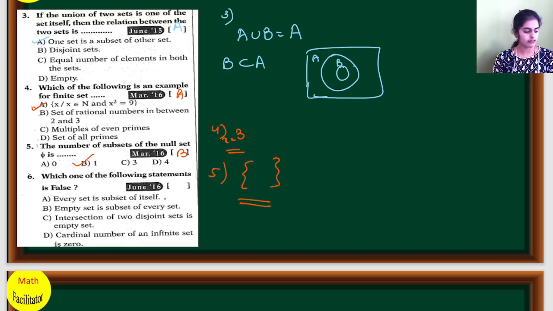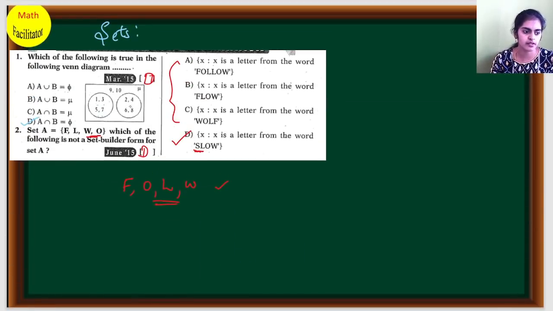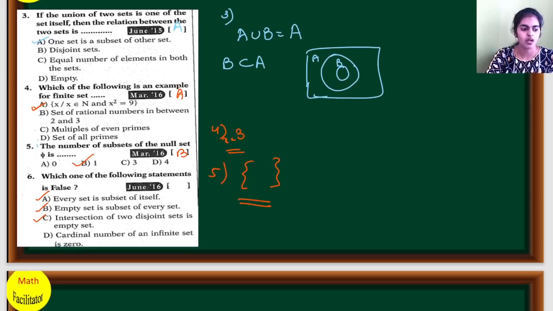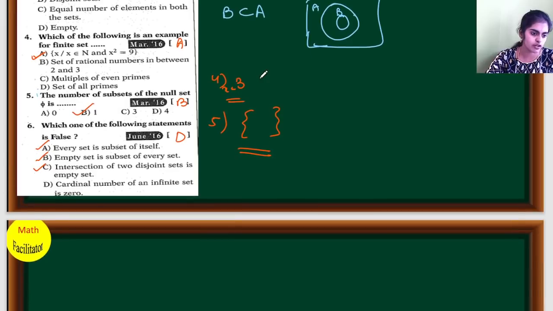Okay. Which of the following statements is false? Every set is a subset of itself. This is true. Empty set is a subset of every set. This is also true. Intersection of two disjoint sets is an empty set. If there are two disjoint sets, suppose for example in question 1, these two are disjoint sets. Intersection is an empty set. So this is also true. Okay, cardinal number of an infinite set is 0. The last one is false. Cardinal number of an infinite set can never be 0. Cardinal number means you are counting the elements. So there are infinite elements. How can the number of infinite elements be 0? Right. So option D is false.